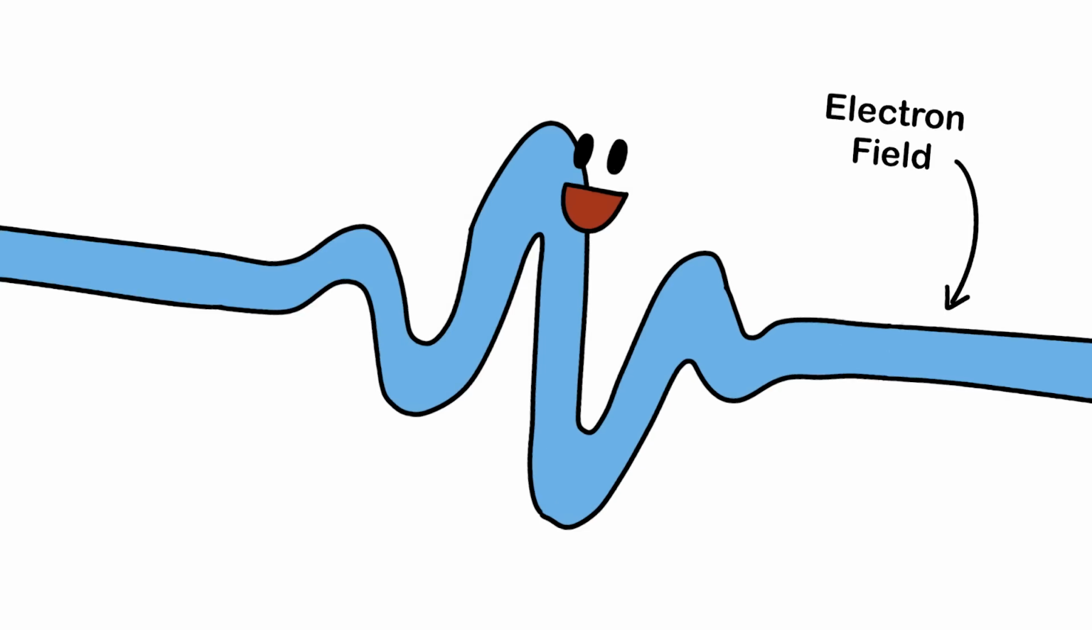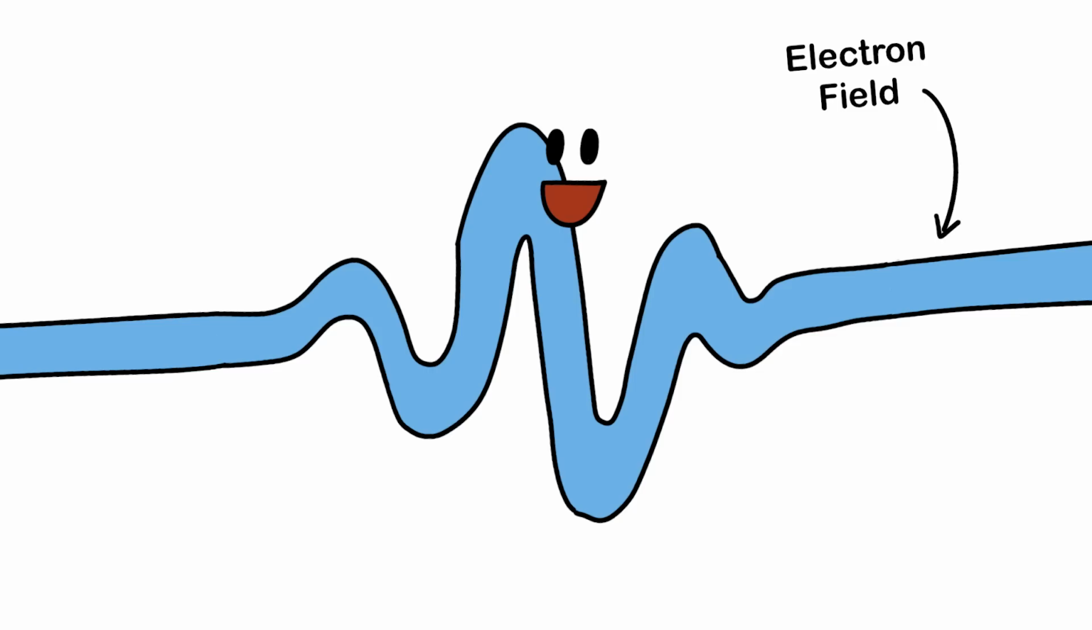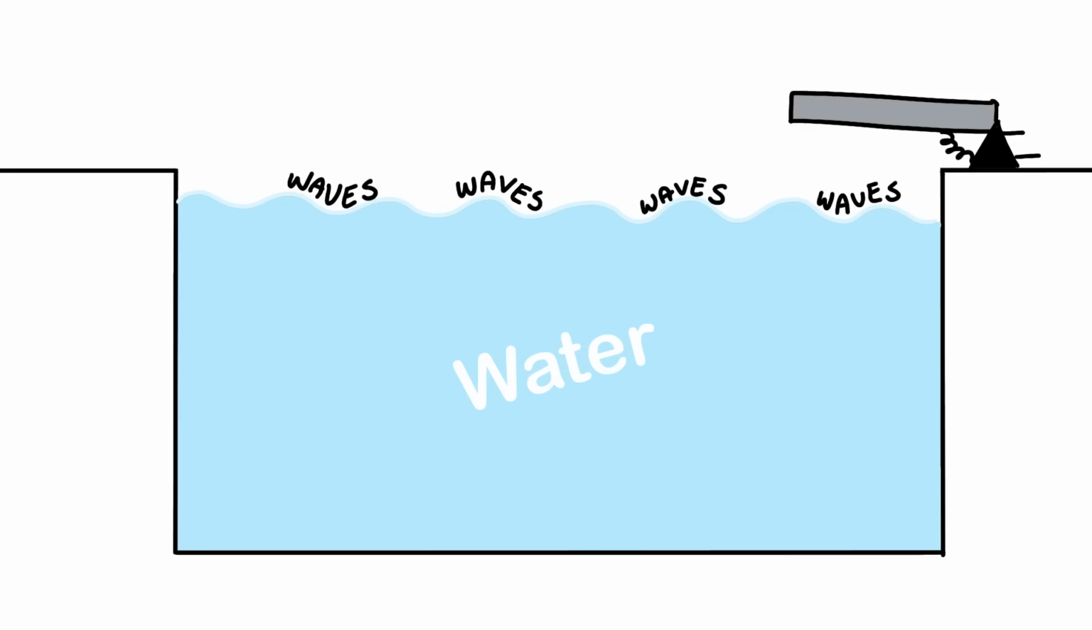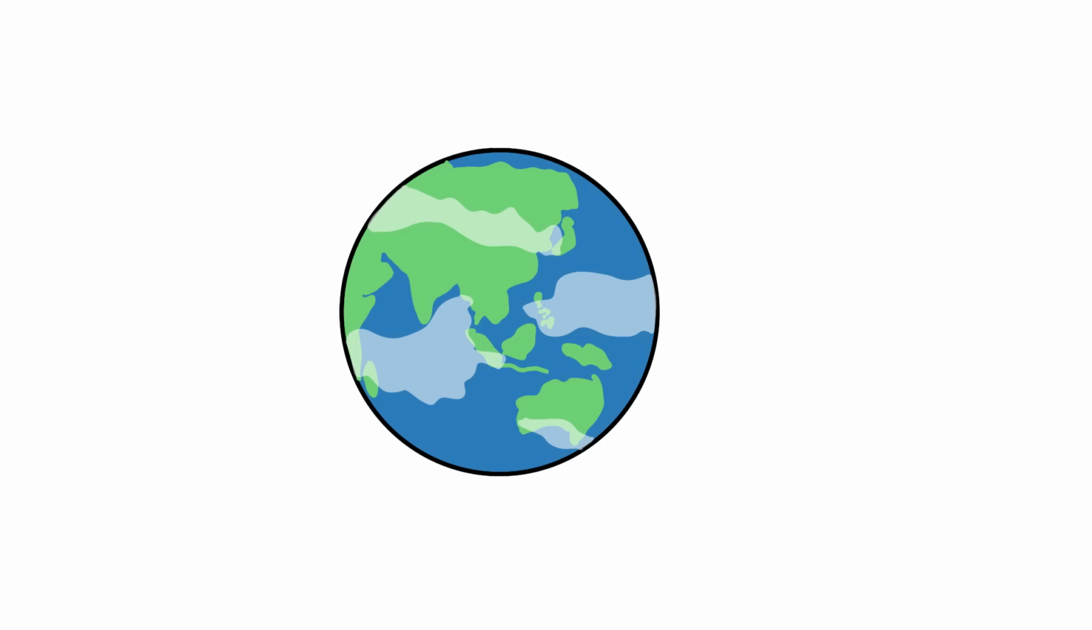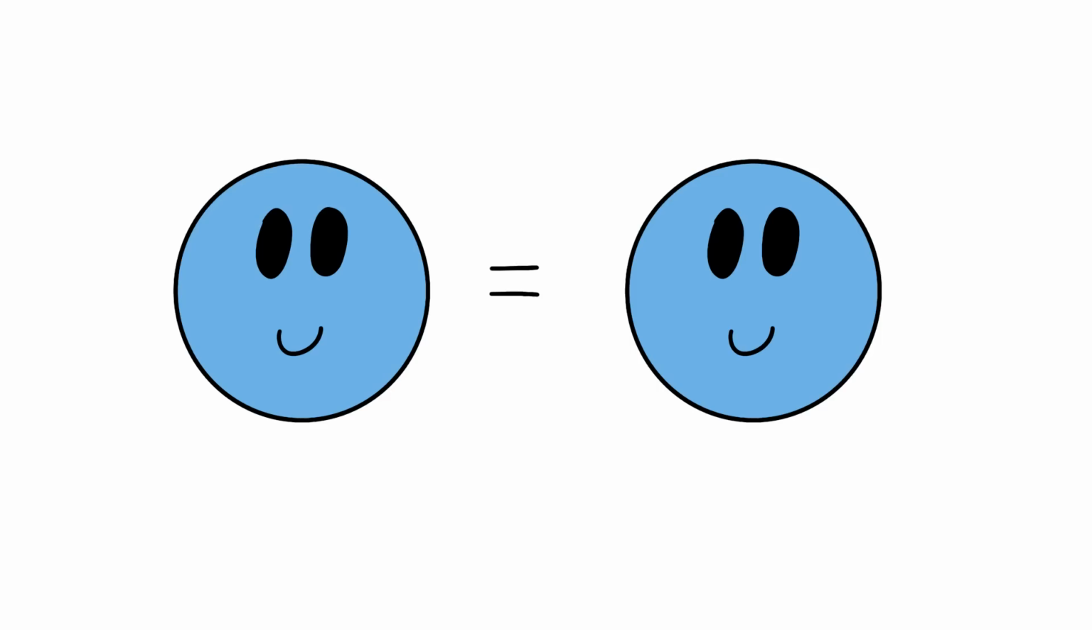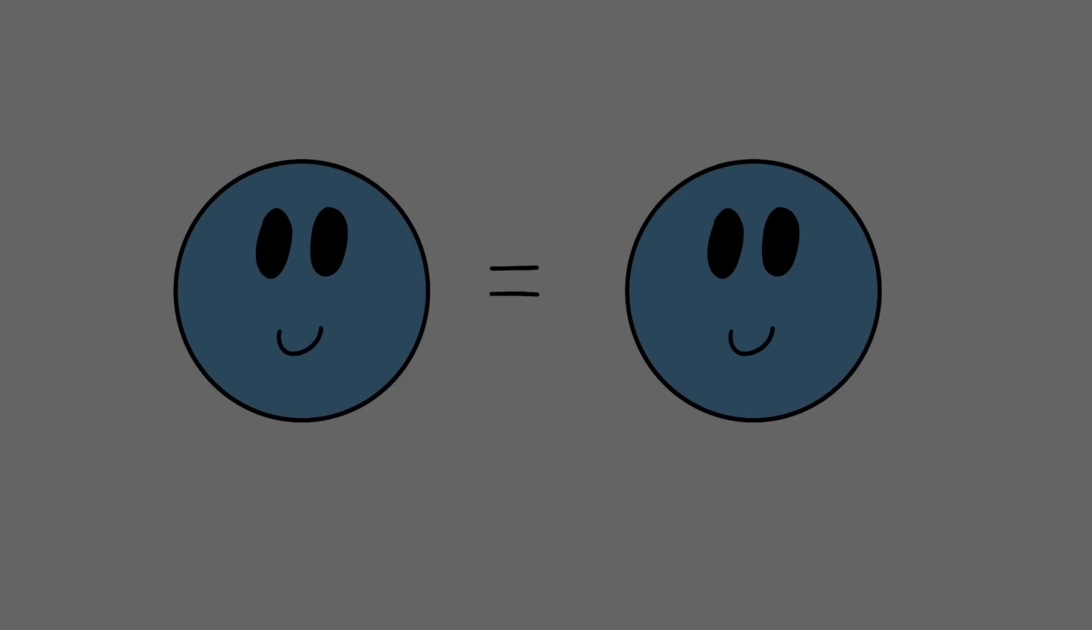A field is something kinda a bit like a pool. Just like a pool can be filled with water on which waves can exist, so is the universe filled with an electron field in which particle waves can exist. All electrons everywhere in the universe are waves in this single electron field. And it is this fact that causes all electrons to be indistinguishably the same. Yes, we are finally getting to that answer.